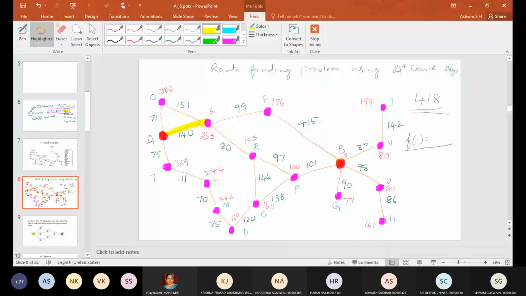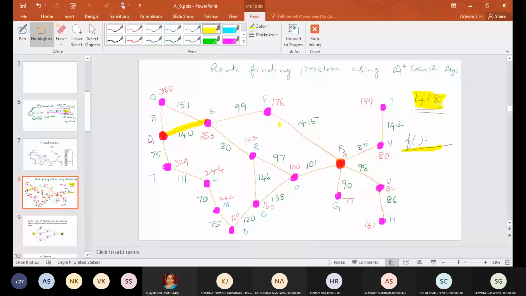After that, when you reach S, you will have to expand S to F, S to R. Then again you will have to find the minimum. In this way, you just write. This 418 is the right answer. I think all of you can try this problem. You can verify whether you get the right answer or not. So I am just leaving it to you.